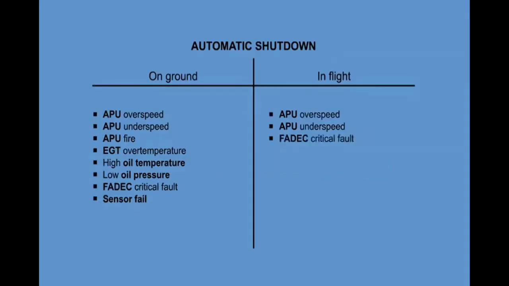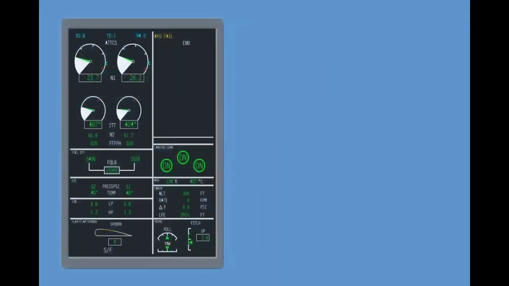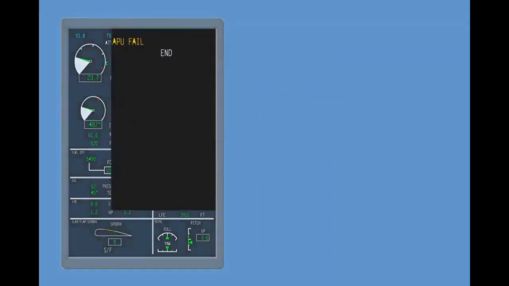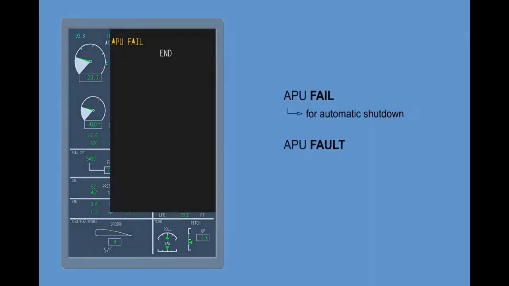Mao ni ang full list sa protective automatic shutdown, especially kung ang aircraft kay on ground or in flight. Note, naay auxiliary power unit fail message on the ICAS if an automatic shutdown occurs, and an auxiliary power unit fault message if a major fault is active but shutdown is inhibited due to in-flight situation.